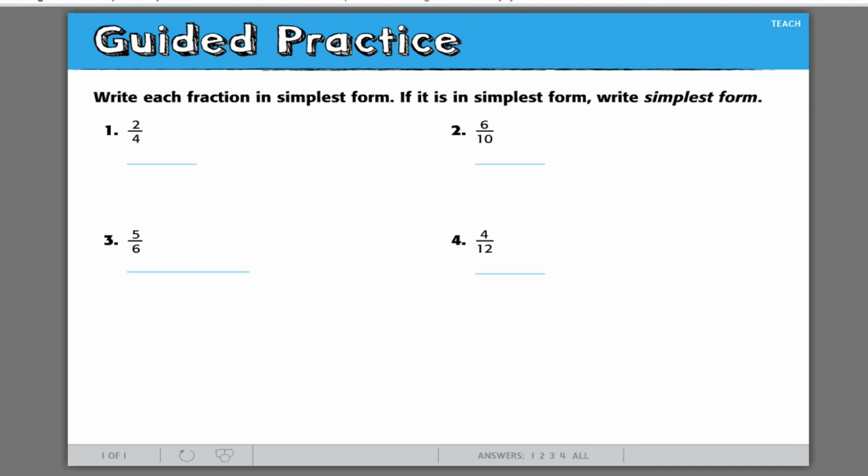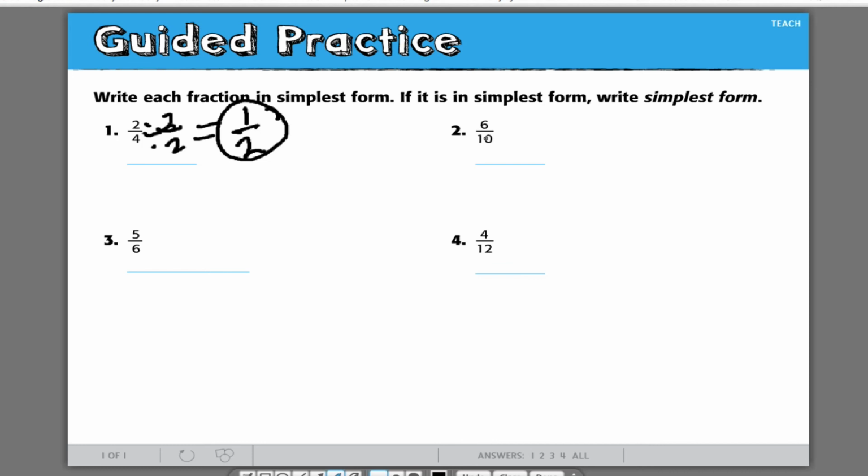Let's just go through a couple of these real quick. 2/4. Both 2 and 4 are divisible by 2. That's the biggest number, so we're going to divide by 2/2. And 2 divided by 2 is 1. And 4 divided by 2 is 2. So 1/2 is my simplest form.